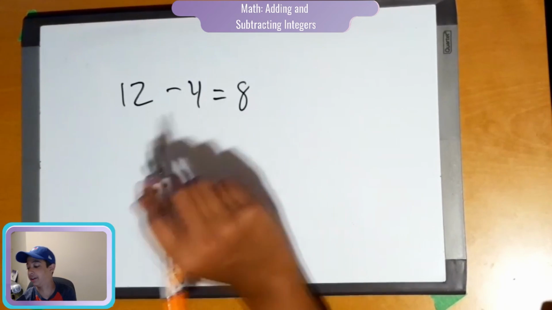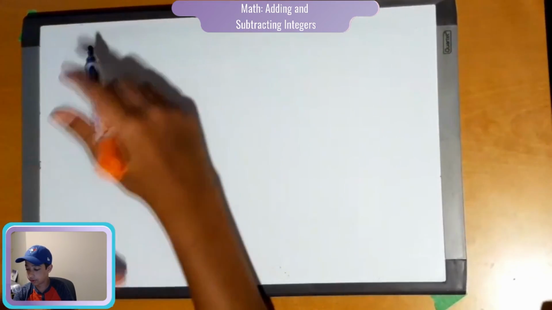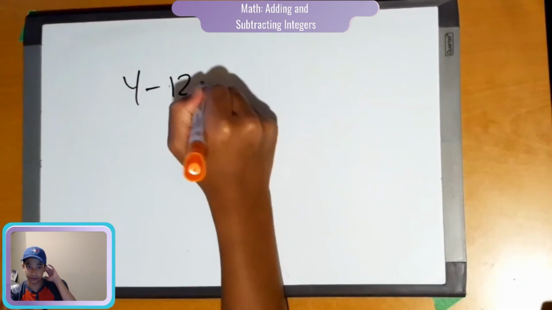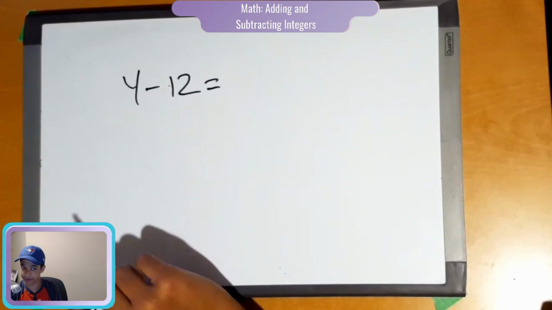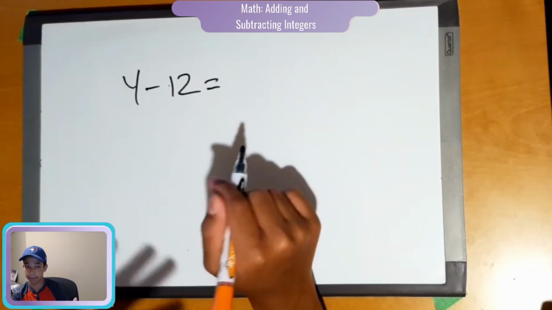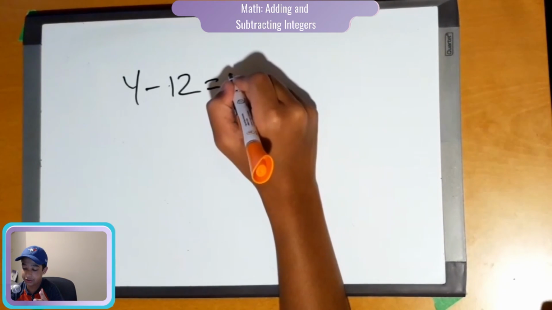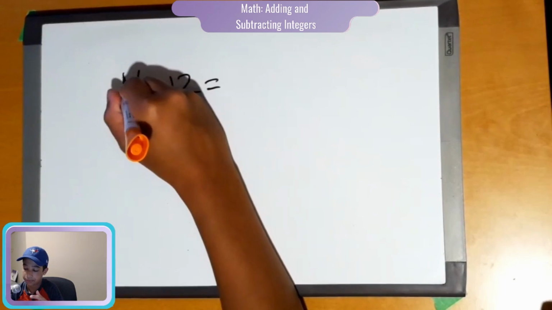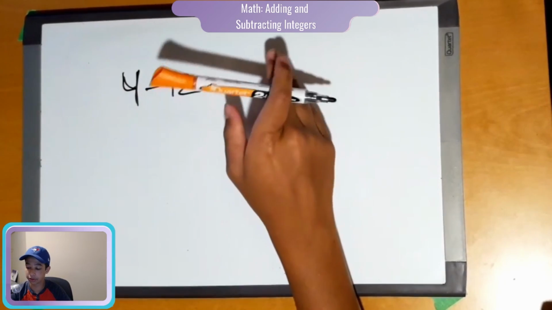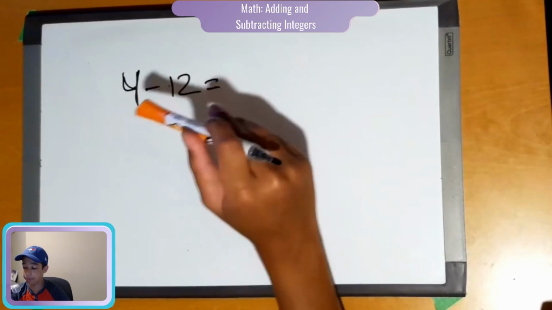But what if we did it the opposite way? 4 minus 12. Now, before you get into integers, you're never going to really be asked these questions because you're going into negative numbers. So, 4 minus 12, it won't be 8 because it would have to be the other way around. Now, if you have 4 and you're getting rid of 12, you're going to end up with negative 8.